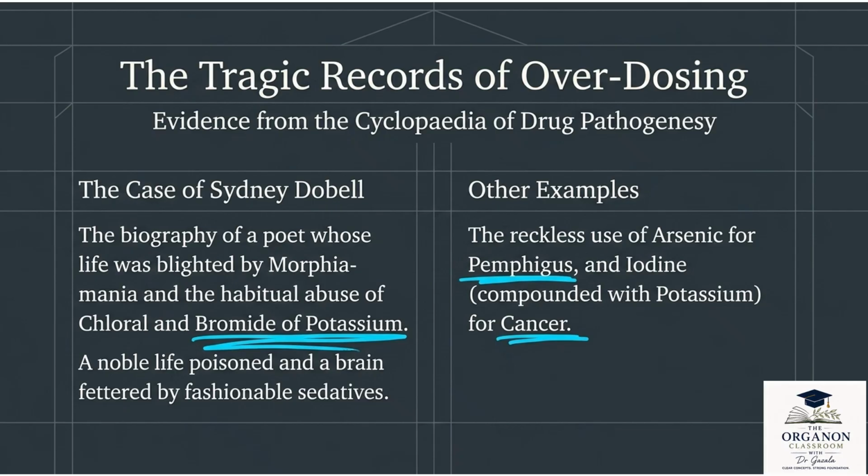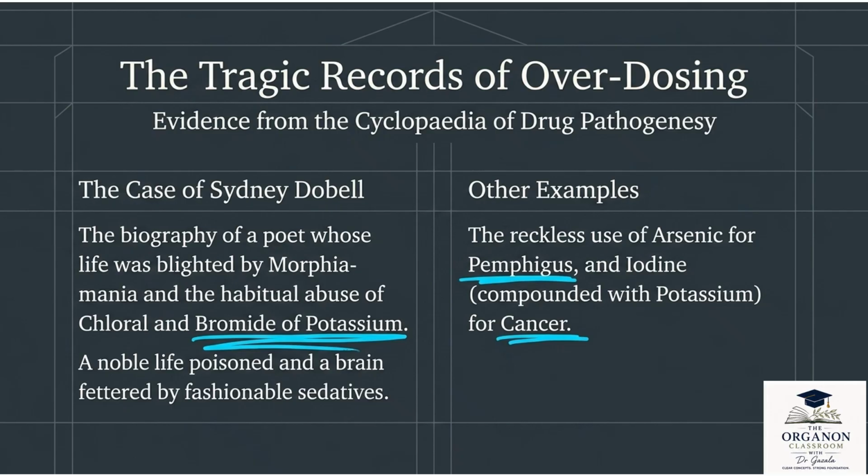अब तक हमने देखा है the advantages of minute doses, right? अब we are going to shift our attention to the opposite extreme, और वो क्या है, the tragic consequences of overdosing. Hughes cites examples from the Cyclopedia of Drug Pathogenesis to remind us why Hahnemann strongly opposed the indiscriminate use of massive drug doses. The case of Sidney Dobell.